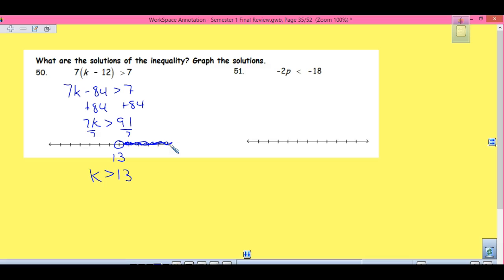Okay, 51, what do I have to do? Divide by -2. So p is greater than 9. So open or closed? Open at 9, shaded to the right. Make sure you flip your sign when you divide by a negative. Muy importante.